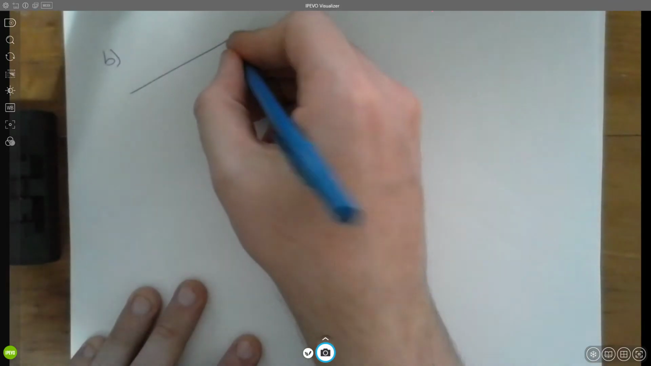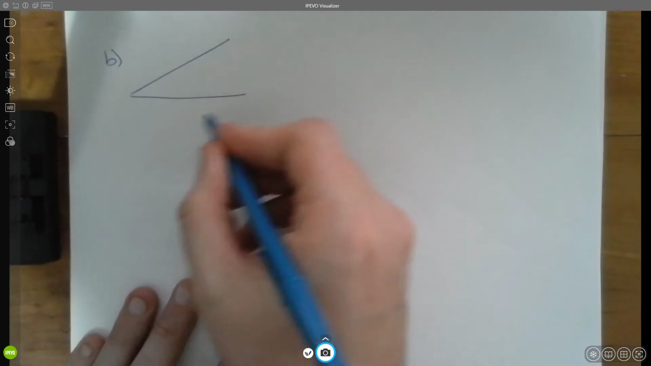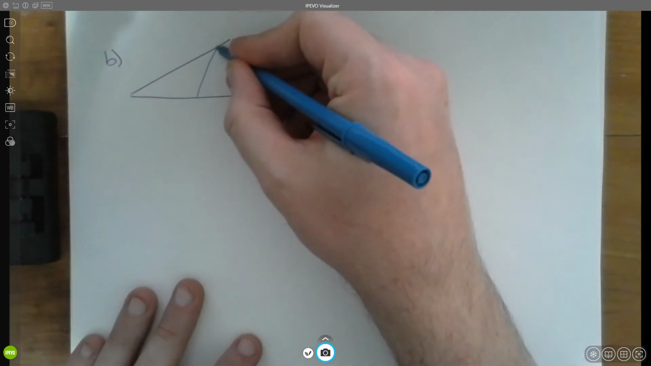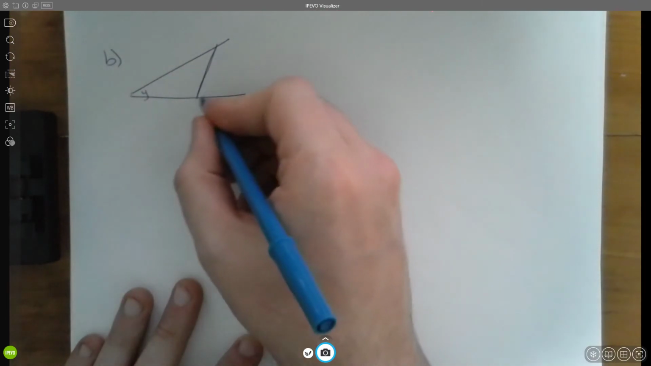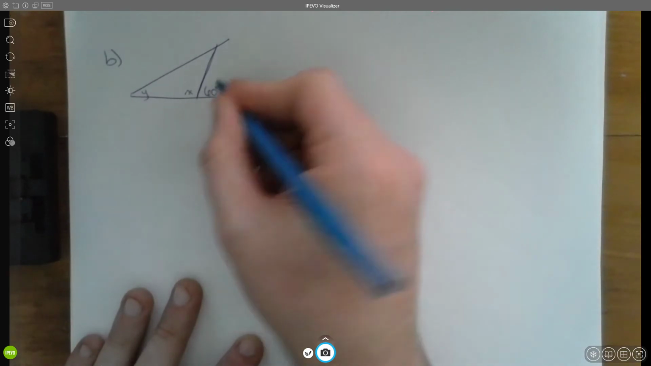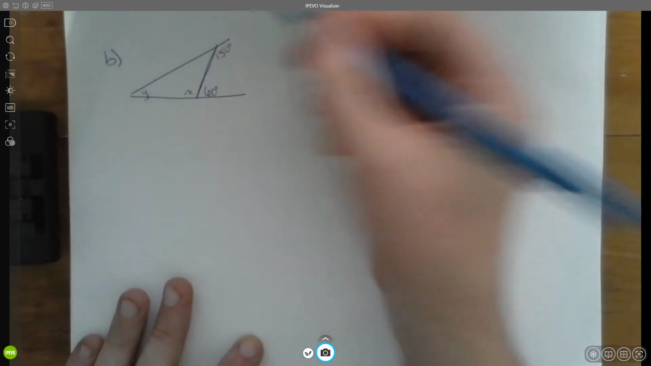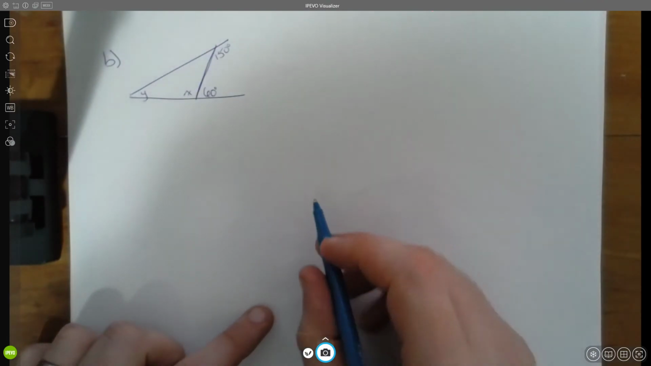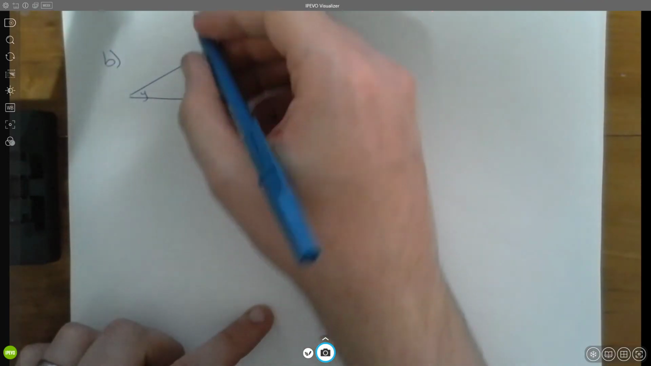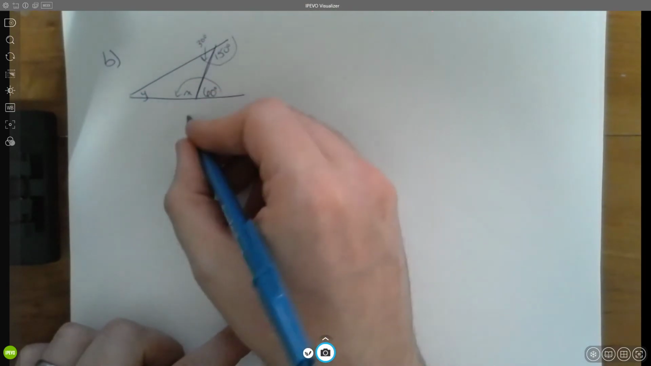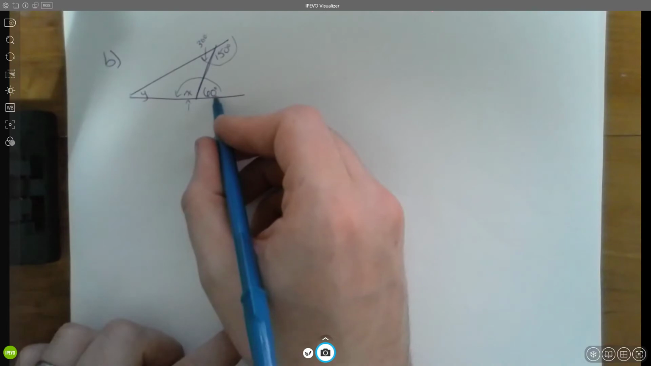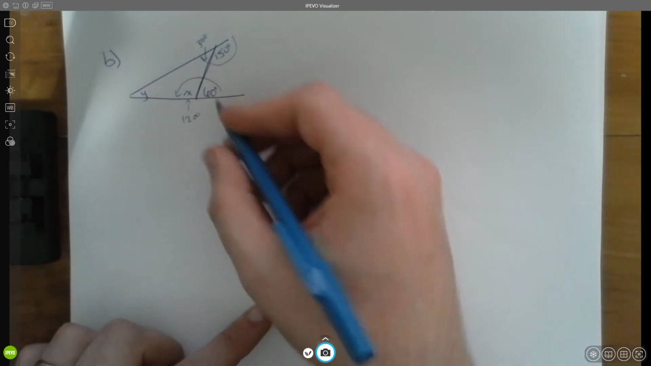So B gives us a similar type triangle. We have a line going straight across, a line going up, and then a line coming up to meet them. We see that this is our Y here, this is our X, this is 60 degrees, and this is 150 degrees. Using that information, this would make 180, so this missing one is 30 degrees. This would make 180, so X is 180 minus 60, or 120 degrees.